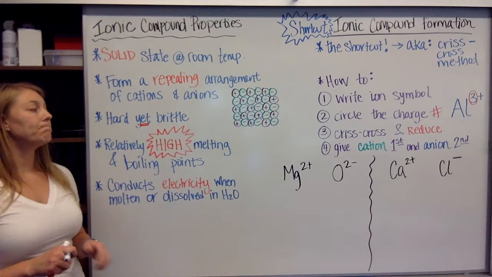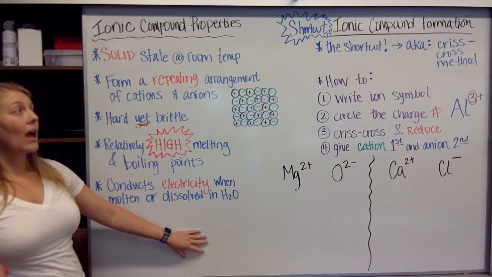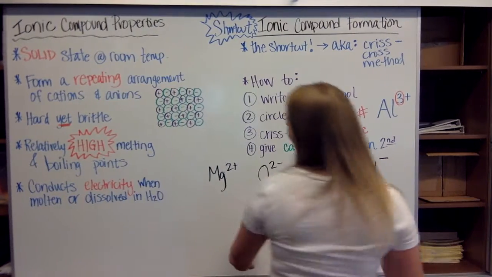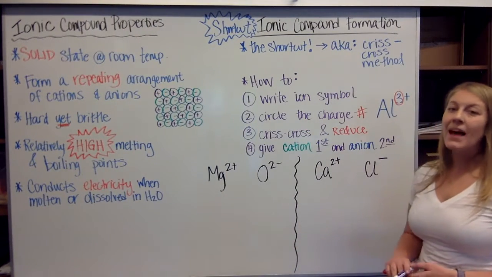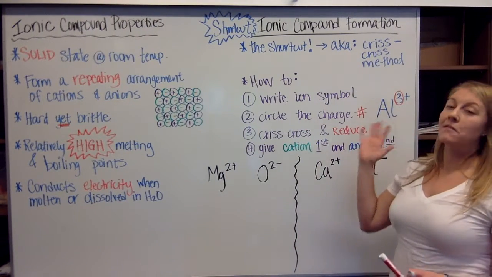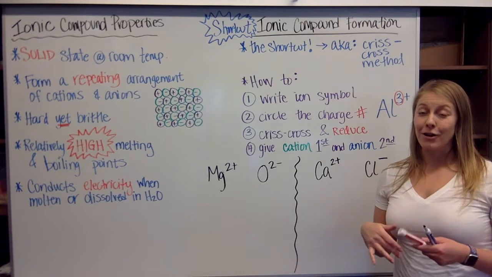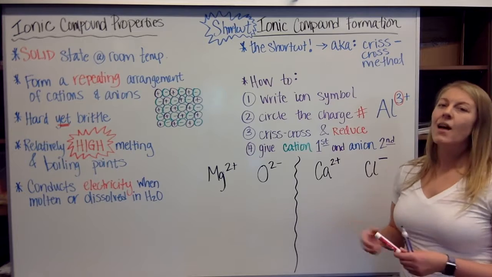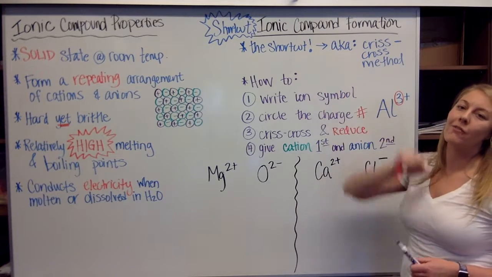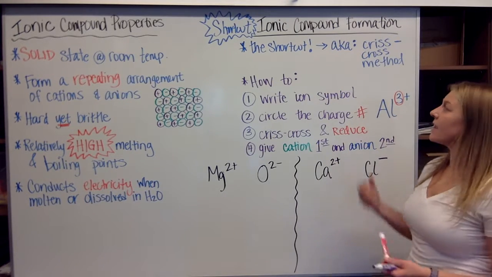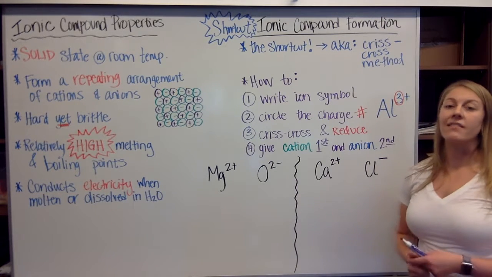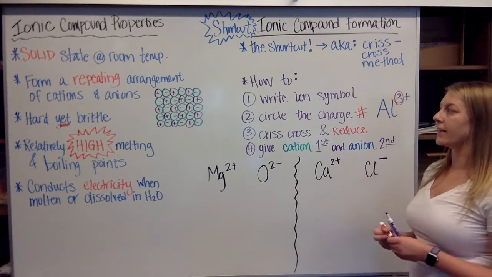They also, if they are molten, aka melted down, or if they're dissolved in water, they're actually fairly good conductors of electricity. All right, so now before we go on to nomenclature, I want to look at how ionic compounds form, not using electron configuration or Lewis structures, because we've already seen how they form using those, but how about a little shortcut? Who doesn't love a shortcut? This is what we call the crisscross method, and you'll see why in a second.